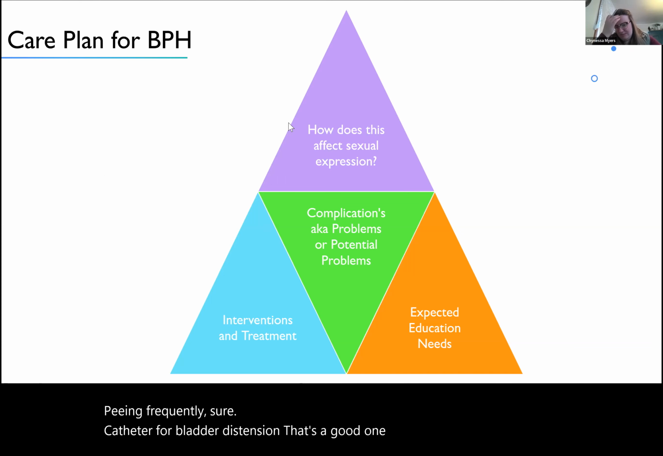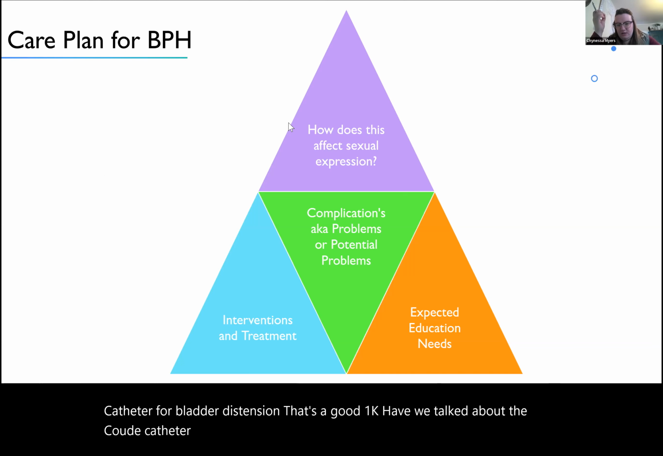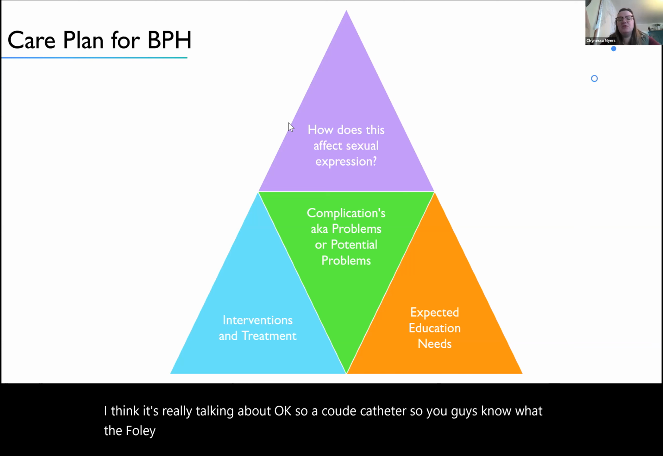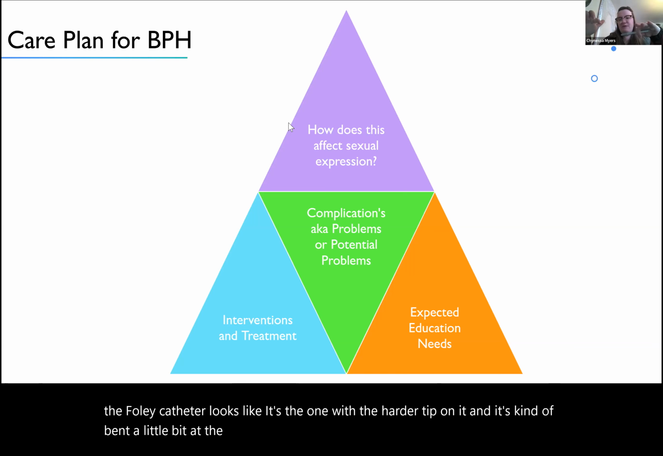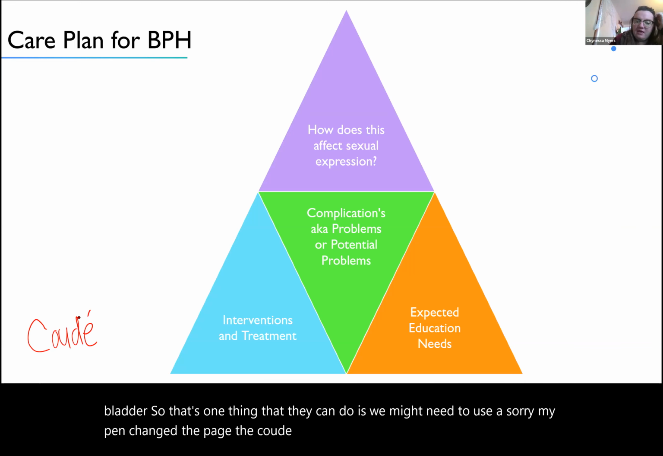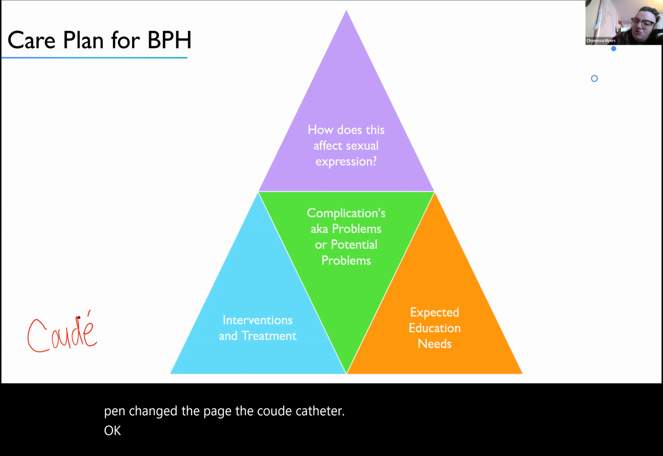Okay. Have we talked about the Coude catheter before? I think we saw it, but I don't think we really talked about it. Okay. So a Coude catheter. So you guys know what the Foley catheter looks like? Yeah. It's the one with the harder tip on it. And it's kind of bent a little bit at the tip so that it goes past that enlarged prostate and into the bladder. So that's one thing that they can do, is we might need to use a Coude.